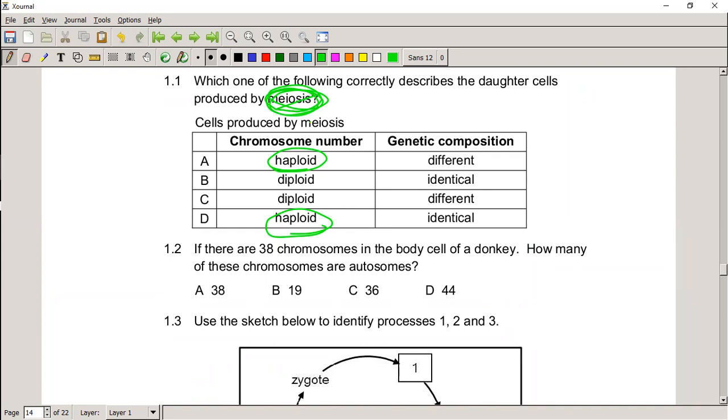Then we go to the genetic composition. One of the other purposes, and this question actually describes the two purposes of meiosis, if we want to reduce the number of chromosomes, and we also want to create genetic variation. So it's important for us to have a different genetic composition. So the correct answer for 1.1 would have been A, because those are the two functions of meiosis. It's reduction division. We go from diploid to haploid, a single set of chromosomes from a double set of chromosomes, and we create genetic diversity. How do we do that? We create it by crossing over during prophase one, and by random arrangement during metaphase one.